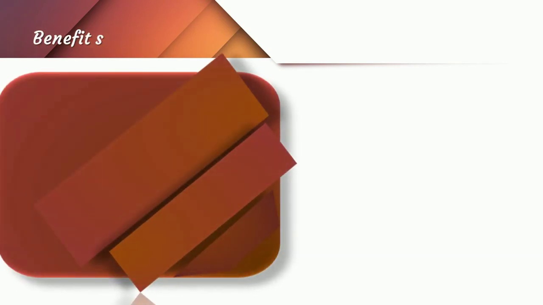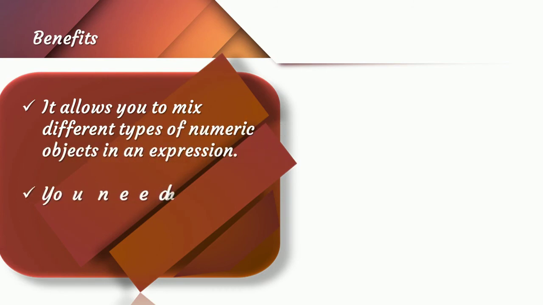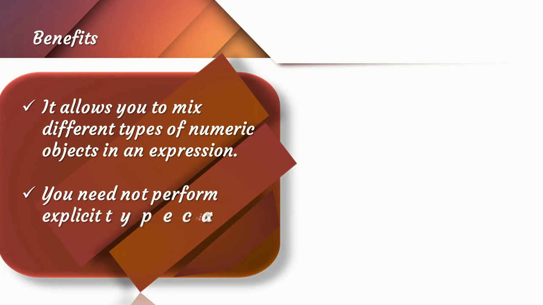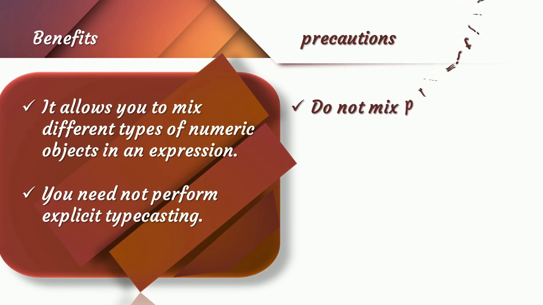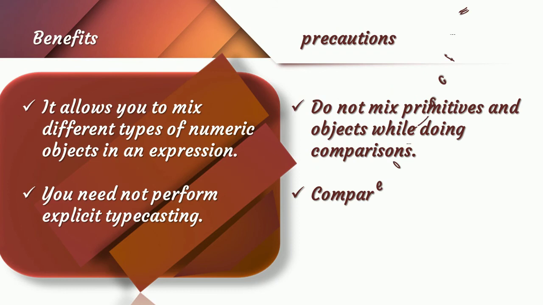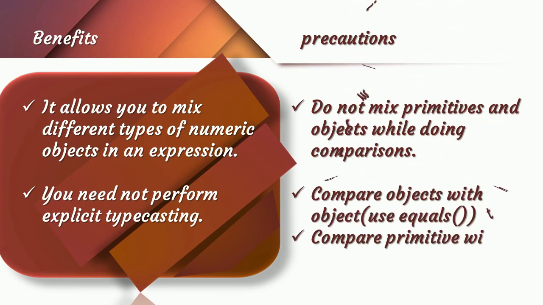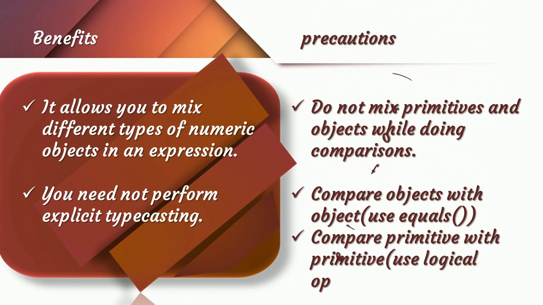Okay. So next we'll move on to the benefits. What are the benefits of using autoboxing? It allows you to mix different types of numeric objects in an expression. We were using different types here, right? Next, you need not perform an explicit typecasting. Autoboxing and unboxing will automatically do the typecasting there, so we need not perform it.